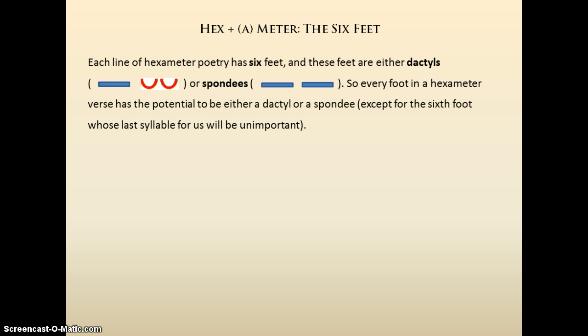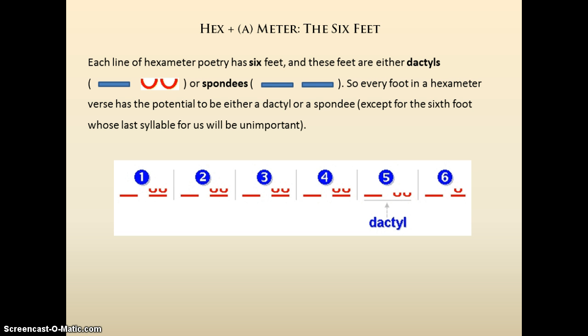So first of all, let's start off with the idea that hexameter, obviously with the hex, has 6 feet. Each line can be broken into 2 types of feet, either the dactyl, which is represented by a long syllable and then 2 short syllables, or a spondee, which is 2 long syllables in a row. So every foot in a hexameter line has the potential to be either a dactyl or a spondee, the exception of the 6th foot, which won't really be an issue for us. For instance, we have 6 feet. All of them can either be broken into a dactyl, which is a long, short, short, or a spondee, which is a long, long. Okay.